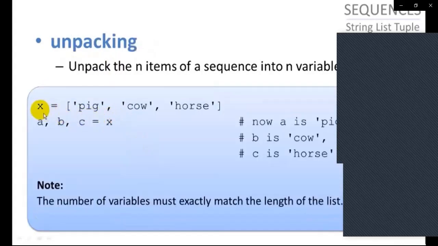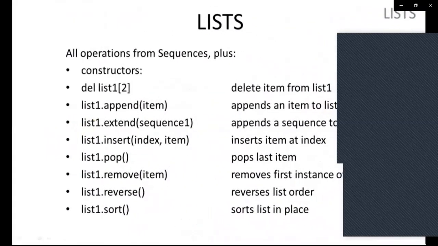Unpacking: if we want to assign all the items in a sequence to a set of variables, we can say A, B, C equals X. And then all of the strings in X will be assigned in order to the variables here on the left. So pig assigned to A, cow assigned to B, and horse assigned to C. But this only works if the number of variables exactly matches the length of your list. So here we have 3 items, we must have 3 variables. So that covers general functions for sequence types.